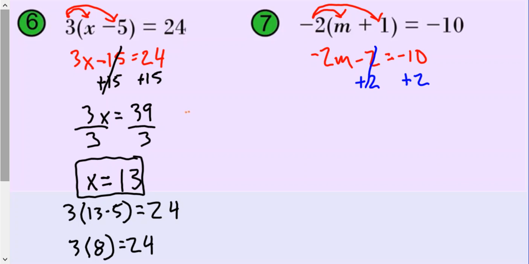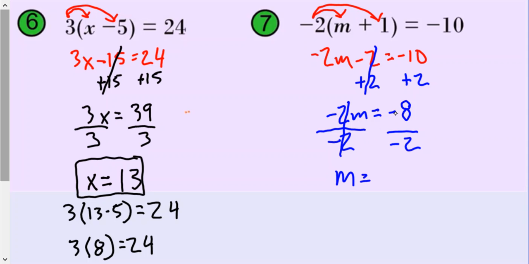Negative 2 plus 2 is 0, so we get negative 2m equals negative 10 plus 2, which is negative 8. Negative 2m equals negative 8. So now we need to divide by negative 2, and that will cancel. We'll be left with m equals negative 8 divided by negative 2, which will be a positive 4 because we have a negative divided by a negative. So m is equal to 4.